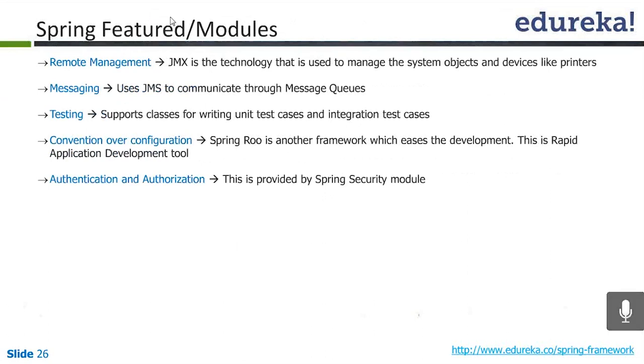Then we have the remote management module. JMX is the technology used to manage system objects and devices like printers. JMX stands for Java Management Extensions. Usually you can treat your network printer as a Java object and monitor your printer through Java using JMX. There are many other things that can be achieved using JMX. For example, if you want control over your JVM, you can have it by enforcing JMX on your JVM, and you can monitor how it is working.